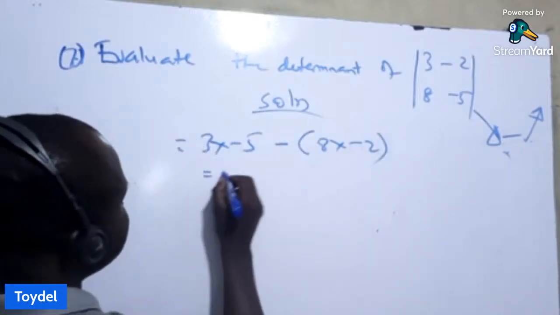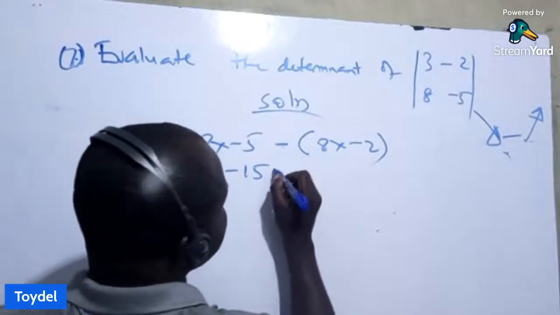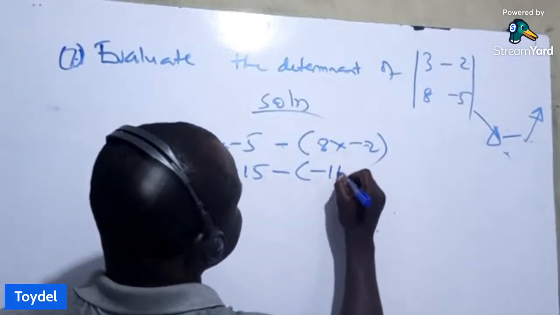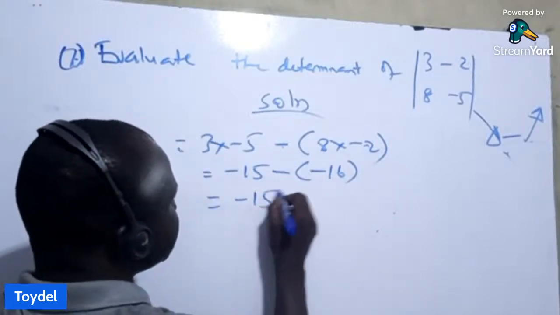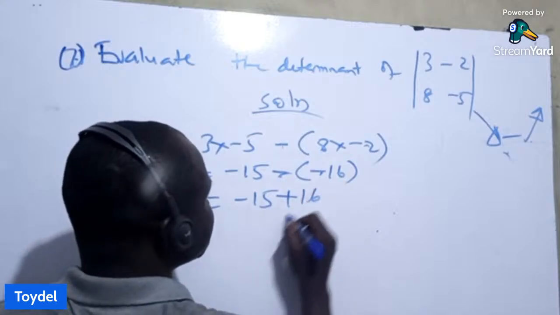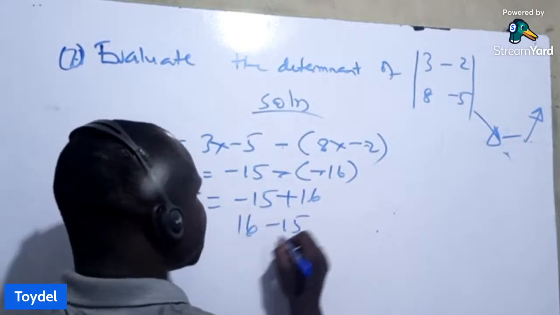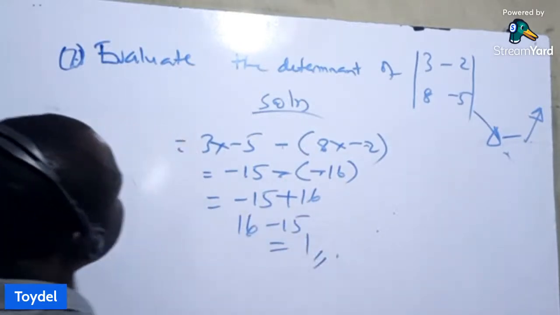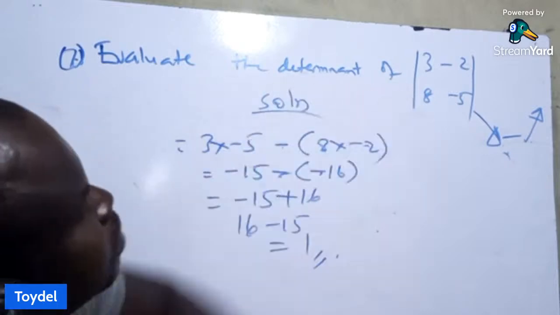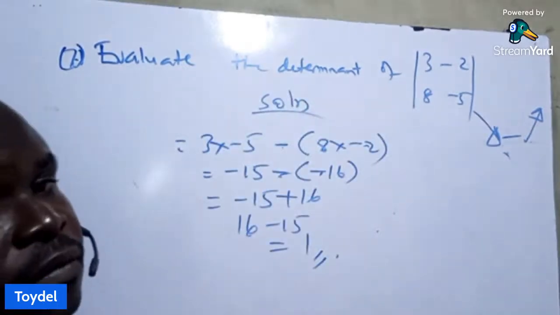So 3 times minus 5 is minus 15. Then minus 8 times minus 2 is minus 16. So we have minus 15, minus times minus is plus 16. That is, we have 16 minus 15, and that's going to give us 1. So the determinant of this matrix is 1.